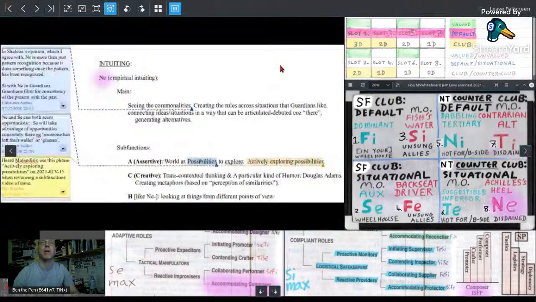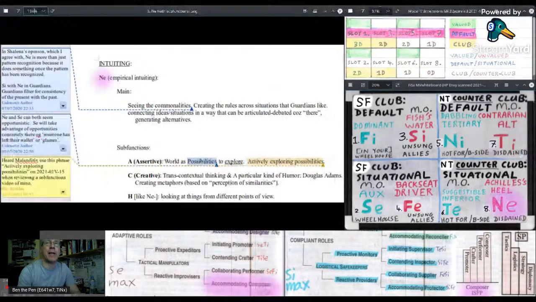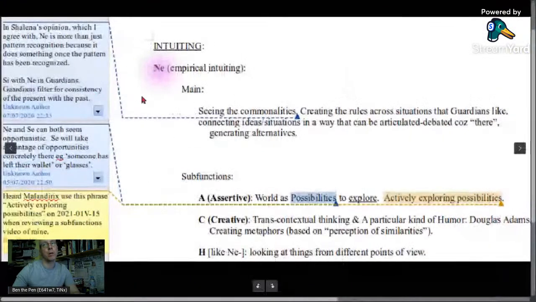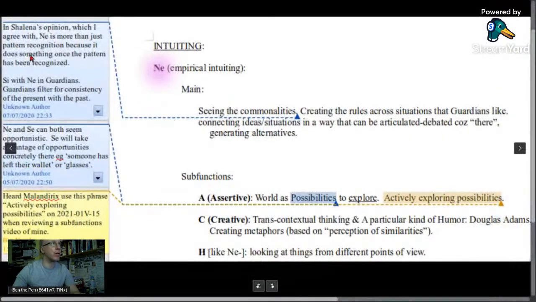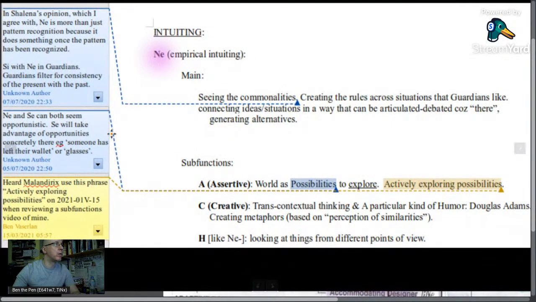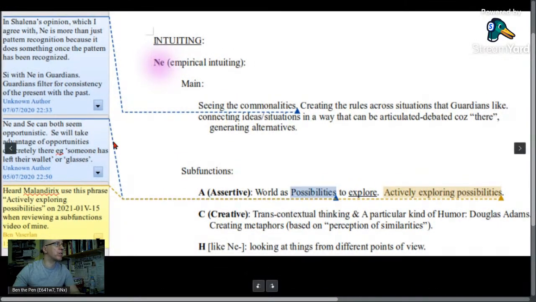Right, if we concentrate on this, so what I would say is, I'm going to explain NE polar.